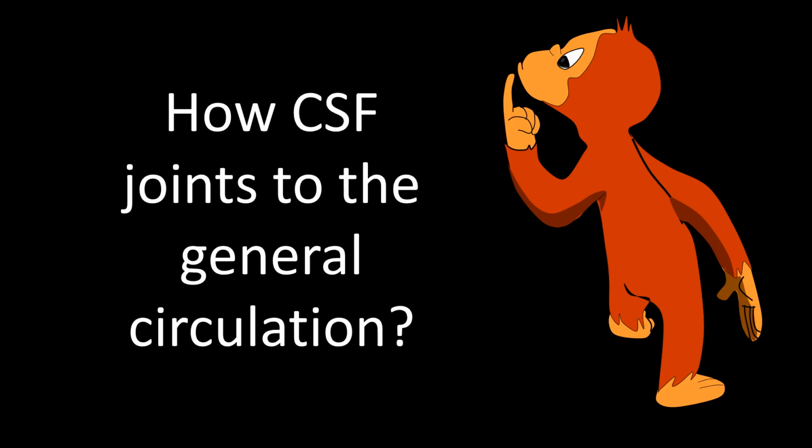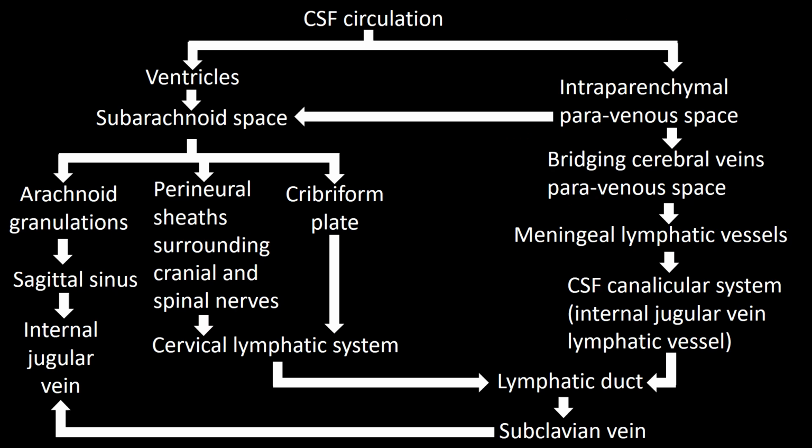How CSF joins the general circulation. This chart condenses our knowledge, as I understand it to be, of CSF circulation and reabsorption. Once the CSF reaches the supranuclear space, regardless if it originated from the ventricles or from the intraparenchymal paravenous space, the CSF can follow three routes. One route is the traditional pathway, which involves the arachnoid granulations, sagittal sinus to internal jugular vein. This route will be illustrated in the next few frames.